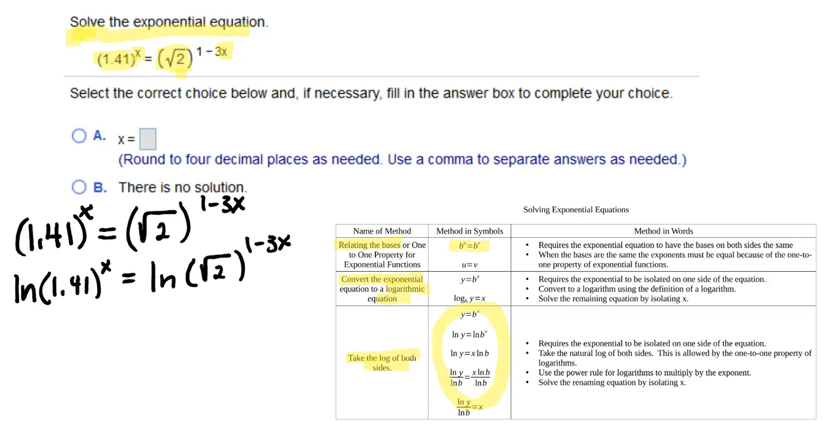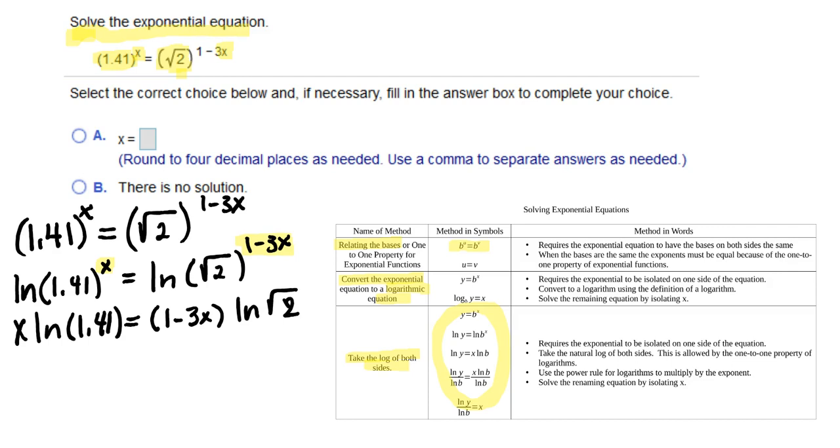Now, because we've introduced the log, we are now able to use all the properties of logs. And the one that we're going to use is called the power rule. So if you have a power on the inside of the log, you're going to be able to pull that power in front of the log or multiply by that power. So I was able to get that variable out of the exponent with the power rule for logarithms. I'm going to do the same thing with the power on the right. Get 1 minus 3x times natural log square root 2.